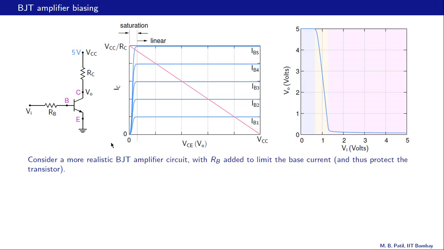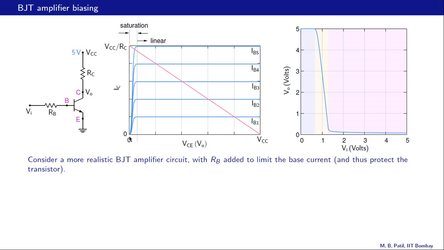Just to revise, when the collector current is 0, VCE is equal to VCC, and that should be obvious also from this figure. If there is no current here, then VO or VCE is the same as VCC because there is no voltage drop there. On the other hand, if VCE is 0, if this was 0 volts, then this current would be VCC minus 0 by RC, that is VCC by RC.